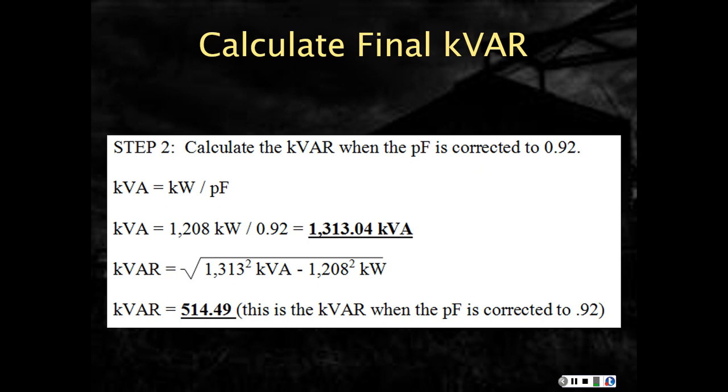Step 2, we need to calculate the future kVAR. In other words, what will the kVAR end up at if I have a power factor of 0.92? Again, we follow the same steps as in step 1. We first calculate the kVA because we know the kW, which hasn't changed. The power factor is going to be our new power factor of 0.92. We divide the two to get kVA. Then we solve for the new kVAR. The kVAR has now dropped to 514.49. Again, that's the kVAR when the power factor is corrected to 0.92.